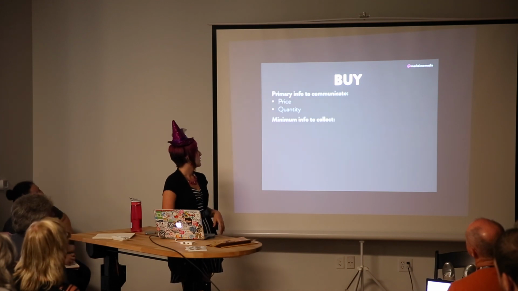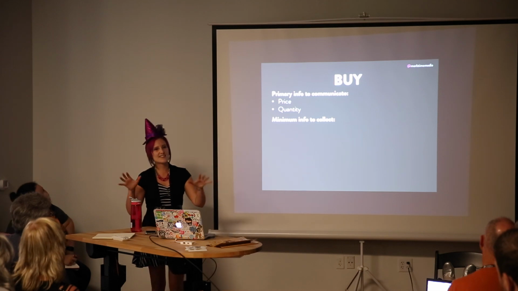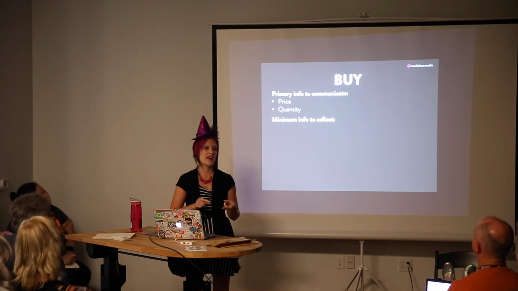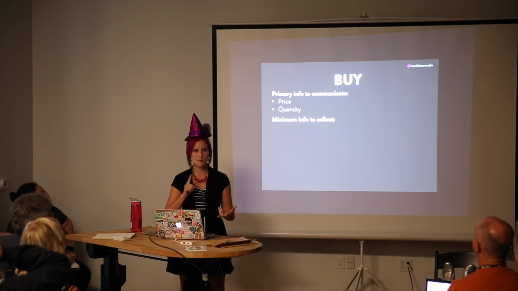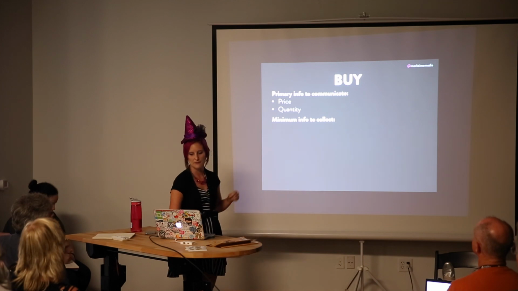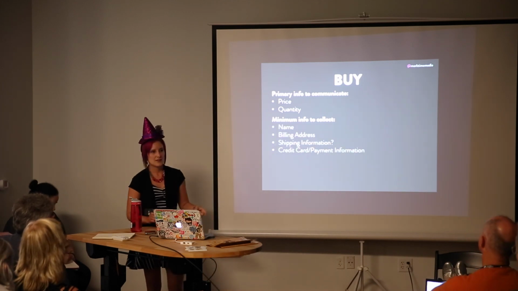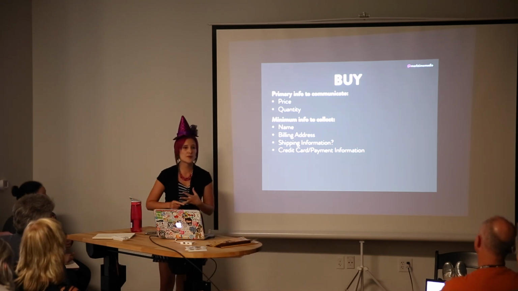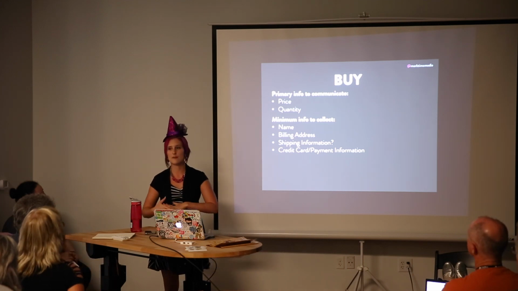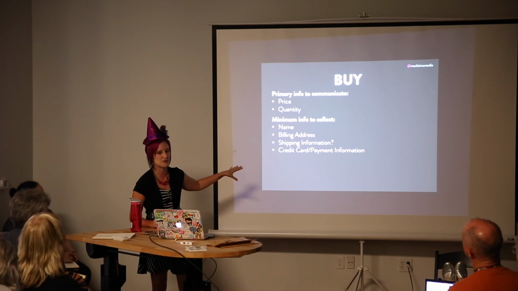All right, so primary info to communicate in buy. The biggest things you need to communicate for somebody to buy is you need to tell them how much the thing costs and how many they are buying. Besides what they're buying, those are the two things that they need to know. At minimum, you need to collect their name, their billing address, maybe their shipping information if it is a physical product, and their credit card or payment information. You really do not need more than that to be able to complete this transaction.